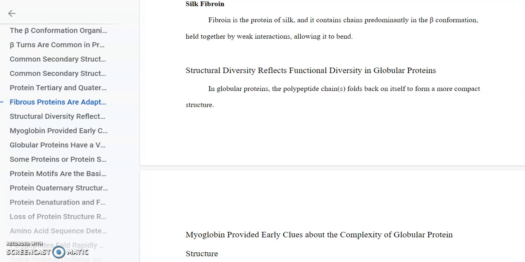Part 2 of the study guide. Structural diversity reflects functional diversity in globular proteins. In globular proteins, the polypeptide chain or chains folds back on itself to form a more compact structure.